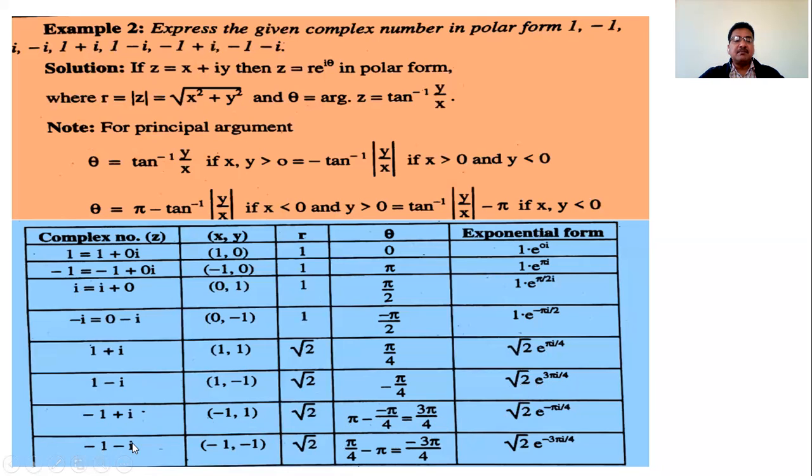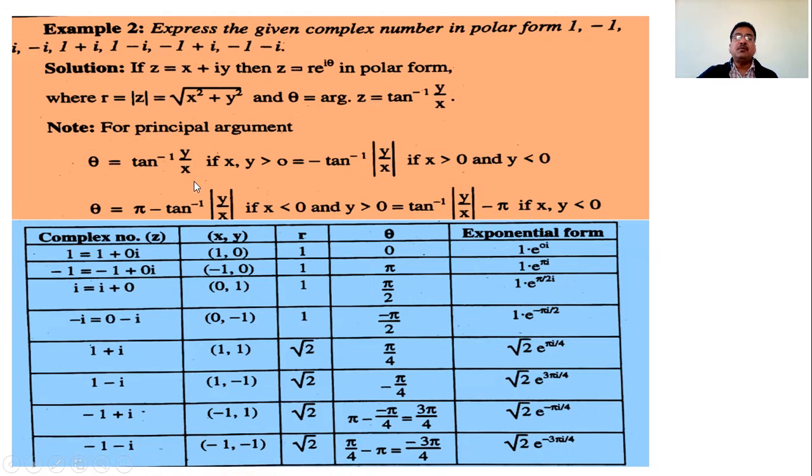Then the last number, minus 1 minus I; both the real part and the imaginary part are negative. So use this definition: tan inverse y by x minus pi. Again, the modulus is root of minus 1 square plus minus 1 square, which is root 2. Then y is minus 1 and x is also minus 1. Minus 1 by minus 1 is plus 1, and tan inverse 1 is pi by 4, minus pi. The answer: 4 is the LCM, pi minus 4 pi is minus 3 pi by 4. Its exponential form is root 2 e raised to minus 3 pi I by 4. So this number lies in the third quadrant.